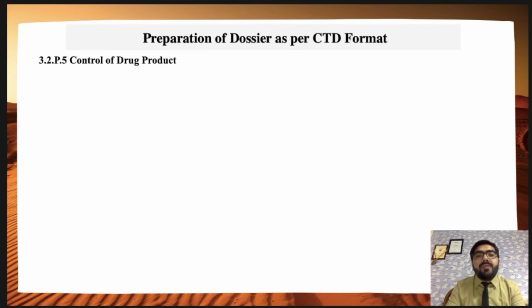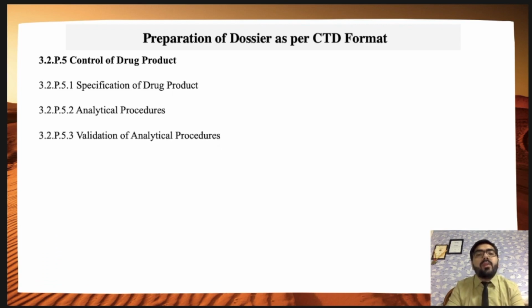Then the 3.2.P.5 section, which is control of the drug product. Under the control of the drug product, there are subsections like 3.2.P.5.1. P5.1 is basically for specification of the drug product. P5.2 is basically for analytical procedures. P5.3 is basically for validation of the analytical procedures. We have to mention precision, accuracy, robustness, all there, right?